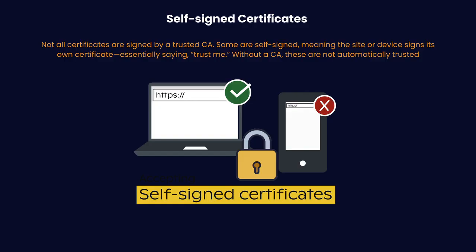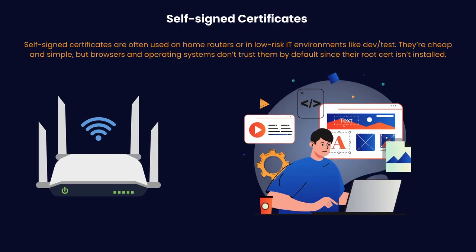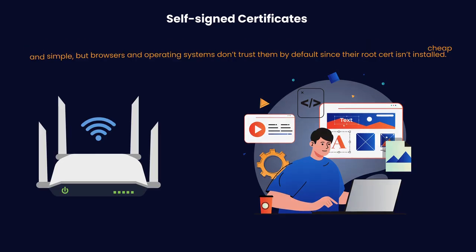Now, not every cert is signed by a trusted CA. Some certs are self-signed, meaning the site or device creates and signs its own certificate. They're basically saying, trust me without a CA. You'll see these on things like home routers or in IT environments where the impact of a security breach is low, like a dev or test environment. This is a cheap and easy way to use asymmetric encryption, but browsers and operating systems won't trust them by default because the root cert is not installed.